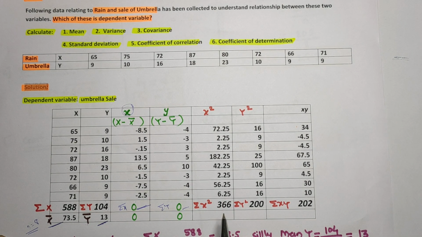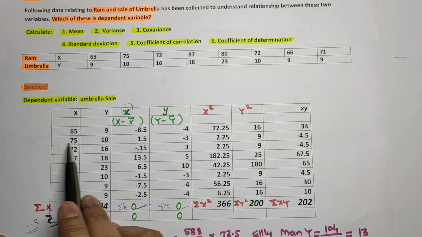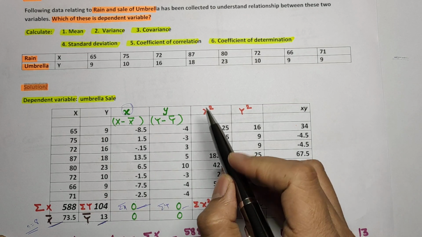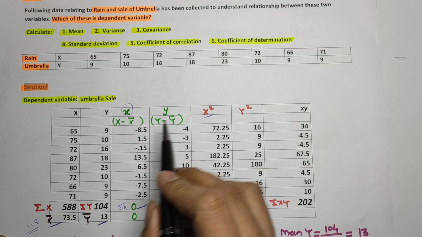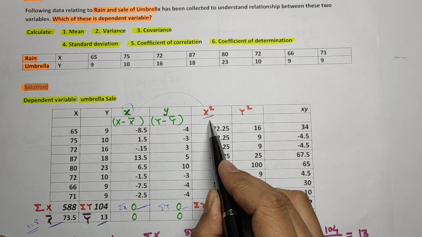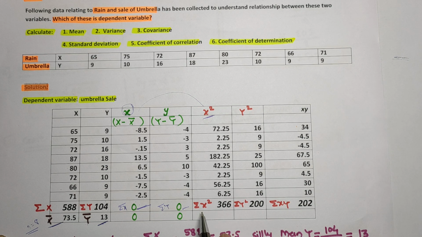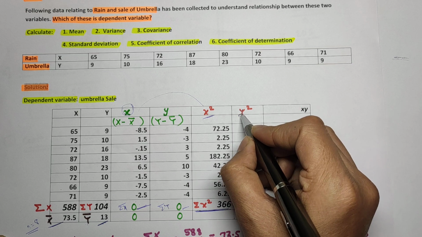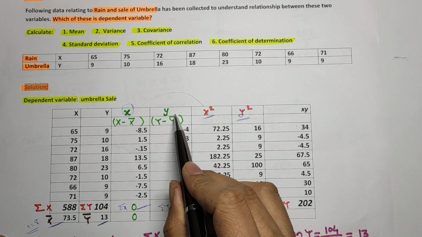Okay, now x they have given, y they have given, and we have calculated small x and small y. Now simply calculate small x square. Small x is here, just calculate the square of small x, and using the simple calculator, calculate the summation of small x square. Similarly calculate small y square. Small y we have calculated.